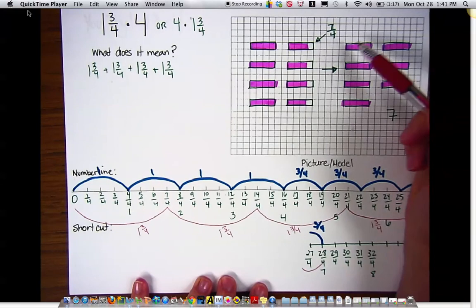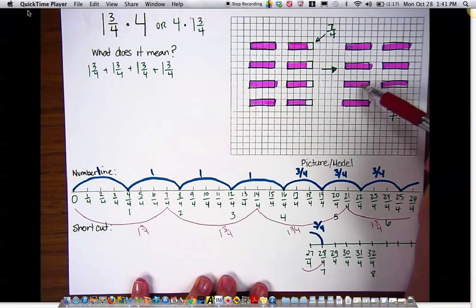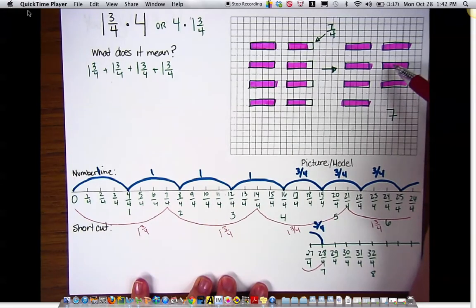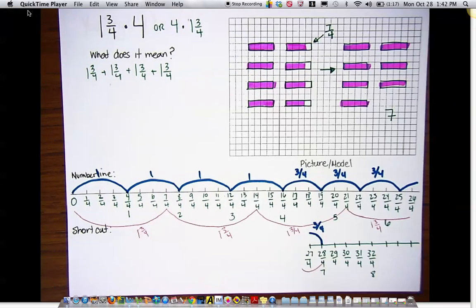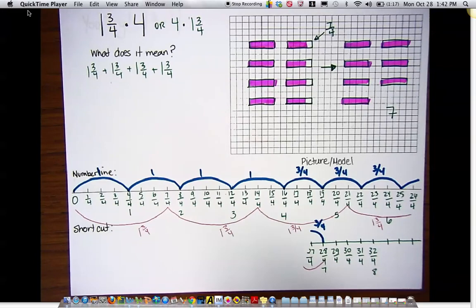And I can confirm that up here. 1, 2, 3, 4, 5, 6, 7, 8, 9, 10, 11, 12, 13, 14, 15, 16, 17, 18, 19, 20, 21, 22, 23, 24, 25, 26, 27, 28. 28/4 or 7 whole when I do 1 3/4 times 7.